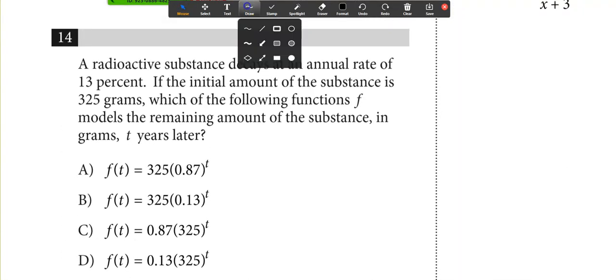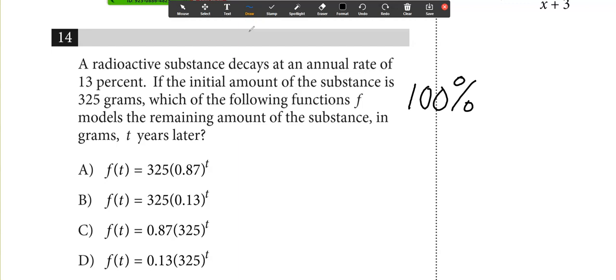Question 14. Radioactive substance decays at an annual rate of 13%. Okay? What a lot of students don't realize or remember is that we always start out with 100%. When you're talking about percentages, and I don't care if we're talking about the price that something is at a store or the population of people, or in this case, a radioactive substance. But if you're going down by 13%, what percentage are you at? 87%. You are at 87%.